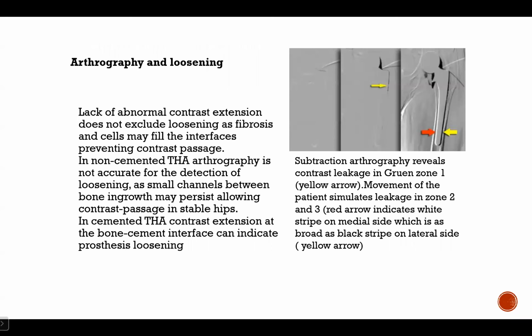Arthrography and loosening. Lack of abnormal contrast extension doesn't exclude loosening, as fibrosis and cells may cover the interface, preventing the contrast passage. In non-cemented total hip arthroplasty, arthrography is not accurate for the detection of loosening, as small channels between bone ingrowth may persist, allowing contrast passage in stable hips. In cemented total hip arthroplasty, contrast extension at the bone cement interface can indicate prosthesis loosening. Subtraction arthrography, as we are seeing in this radiograph, reveals the contrast leakage in Gruen zone 1. Movement of the patient simulates leakage in zones 2 and 3.